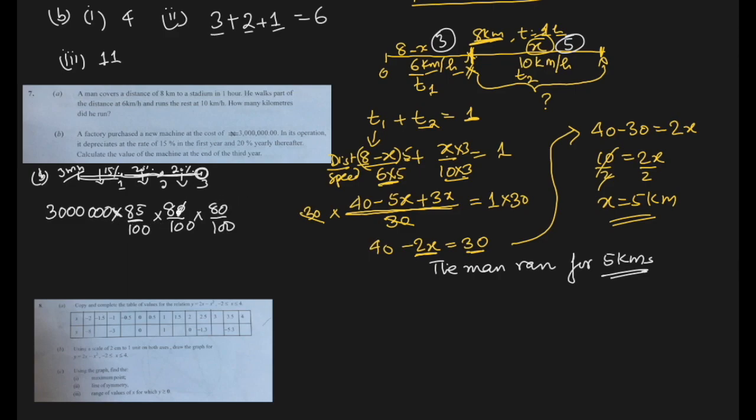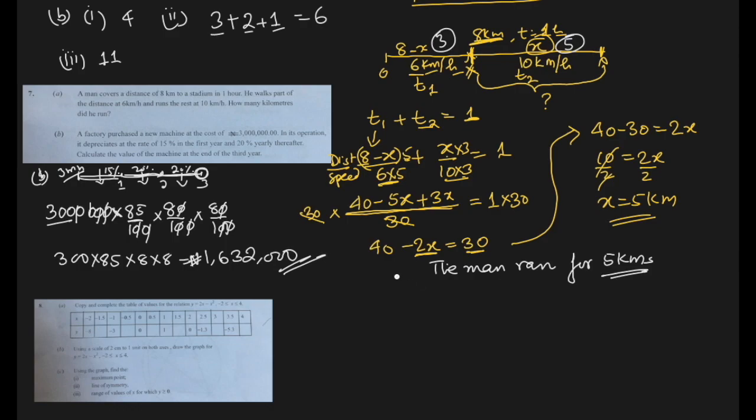Let's cancel out the zeros first. 1, 2, 1, 2, gone. So there are 4 zeros here. 1, 2, 3, 4. 1, 2, 3, 4. So we are left with 300 only, multiplied by 85, multiplied by 8, multiplied by 8. Just multiply these numbers and you will get the value it has after 3 years. What I am getting here is 1,632,000 naira. This is the answer.